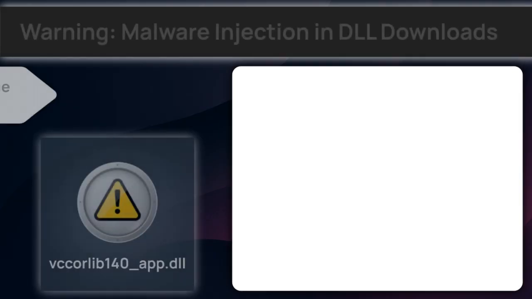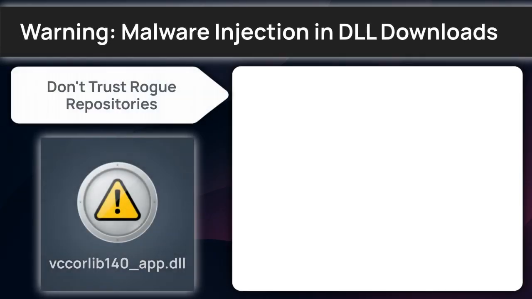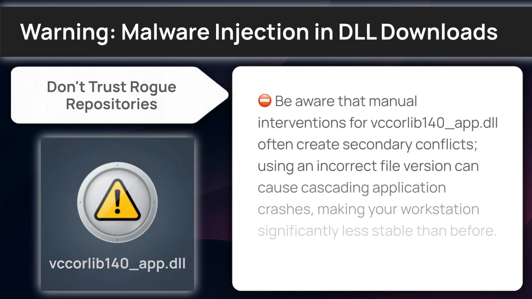Before concluding, I want to address a critical security consideration for maintaining your system's integrity. A critical reminder: modifying the C Core Lib 140 app DLL manually is dangerous. Without a verified installation source, you risk overwriting essential files that your hardware depends on for basic functionality and security.